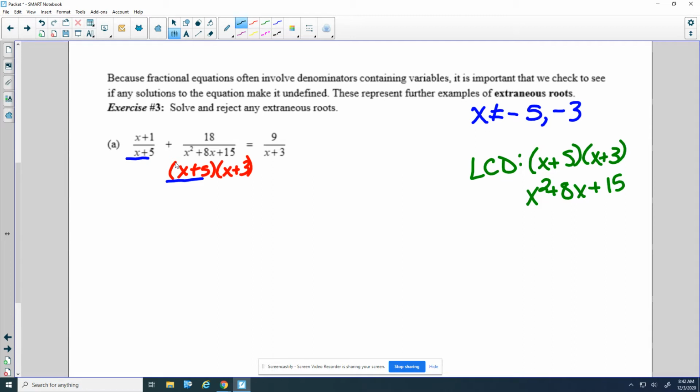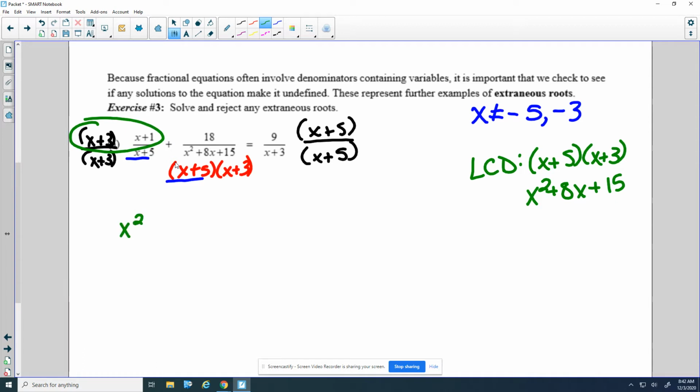So my first fraction is missing the x plus 3. My second fraction is missing nothing, and my third fraction is missing the x plus 5. So we're going to multiply this out. In my numerator here, I have x squared plus 1x, or just x, plus 3x plus 3 over x squared plus 8x plus 15.